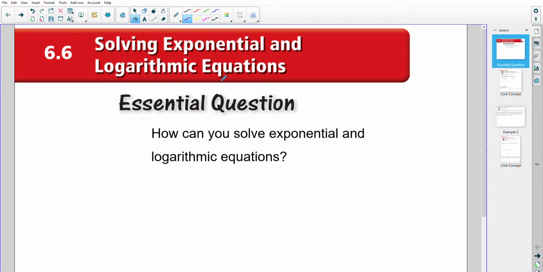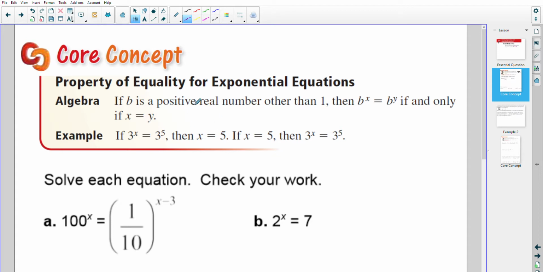6.6, solving exponential and log equations. We're going to focus on solving exponential equations. One property that you don't have to know the name of, but what it basically says is that if you have a situation where you have the same base, then the exponents have to be the same.